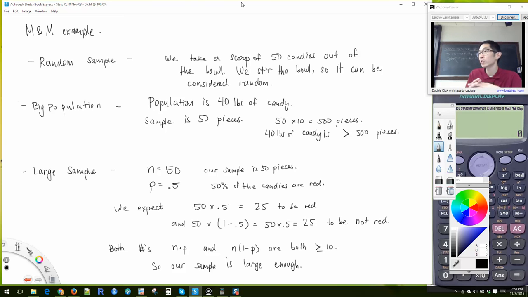So the sampling distribution tells us how often we might get different sample proportions. Or we could apply the same thing to averages. Could our average be this number? Sure. Could our average be this other number? Maybe, maybe not.